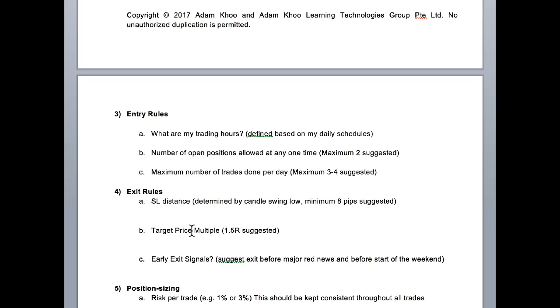Next, exit rules. Write down your exit rules. So I already taught you that your exit rule is a fixed stop loss and profit target. All right. And the stop loss distance should be minimum 8 pips. That's my suggestion. You could change it if you want, but that works well for me. Okay, minimum 8 pips. It could be more than 8 pips depending on where the swing low candle is when you go long and swing high when you're going short. Right, for your profit target, again, write it down. My suggestion is 1.5 R.